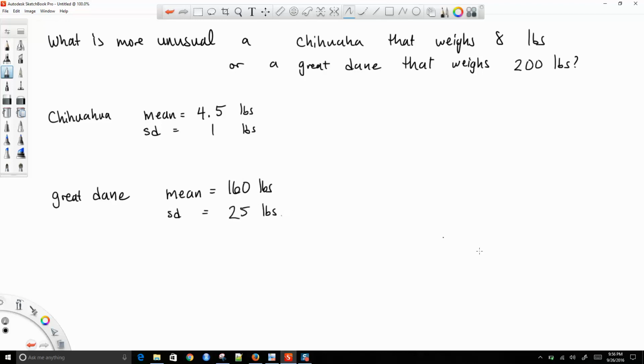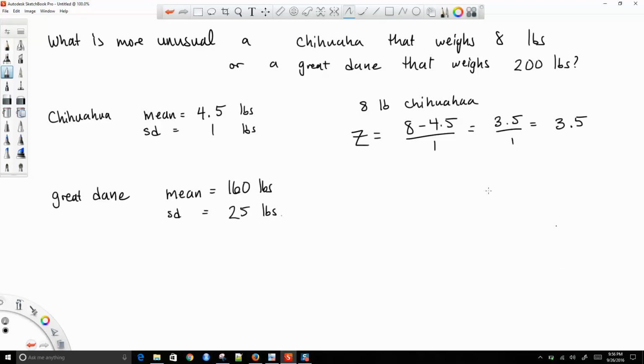Okay? And so let's calculate the z-score for the Chihuahua that weighs 8 pounds. Okay, so 8-pound Chihuahua. The z-score for this dog would be 8 minus 4.5 over 1. Okay? So 8 minus 4.5 gives me a 3.5 in the numerator and a 1 in the denominator. This dog has a z-score of 3.5.